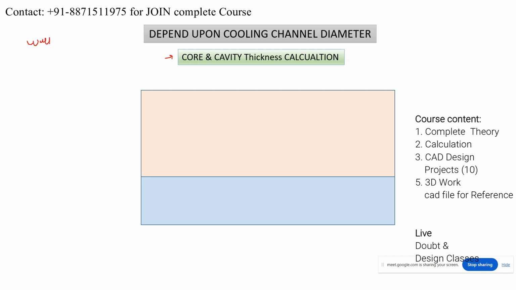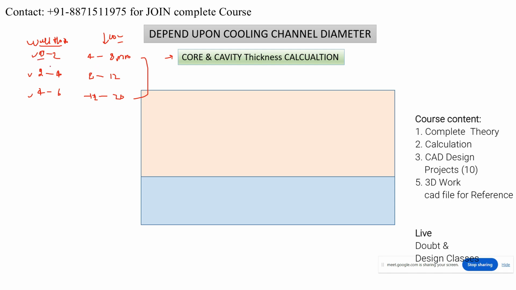For example, if the wall thickness of the component is about 0 to 2 mm, we can take the diameter about 4 to 8 mm. If the wall thickness is about 2 to 4 mm, we can take 8 to 12 mm. If the wall thickness is from 4 to 6 mm, then we can go for 12 to 20 mm. Is it clear or not? Just for your idea, depending upon the wall thickness, we have to decide the cooling channels. Understood? Yes.